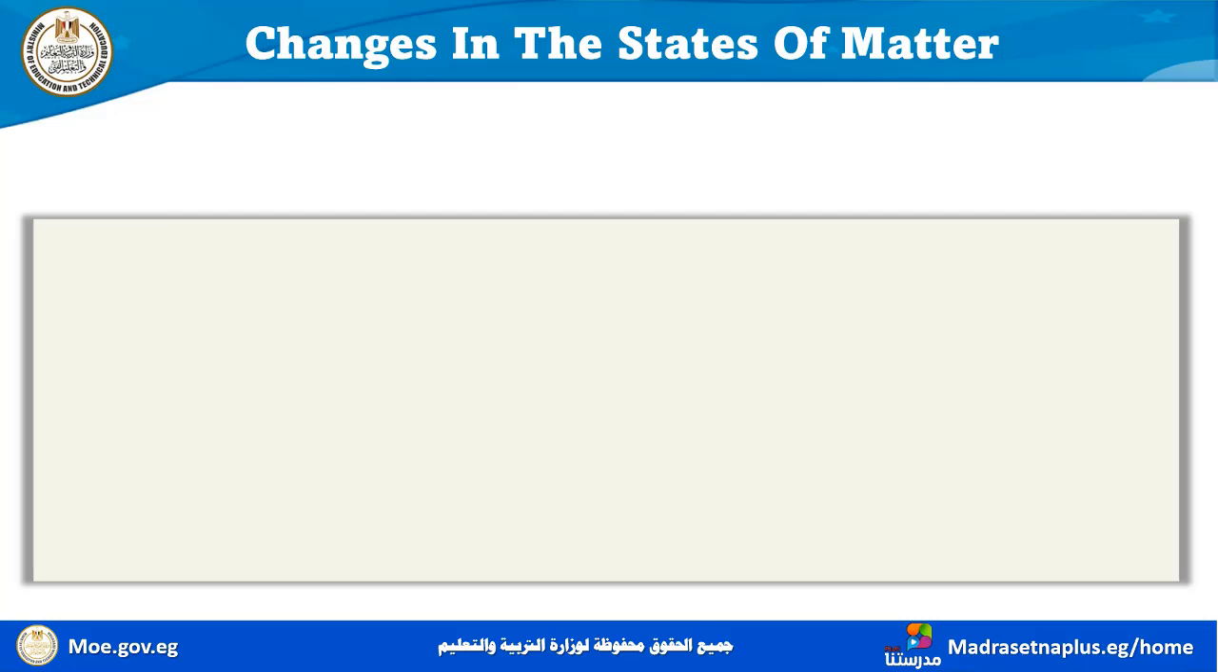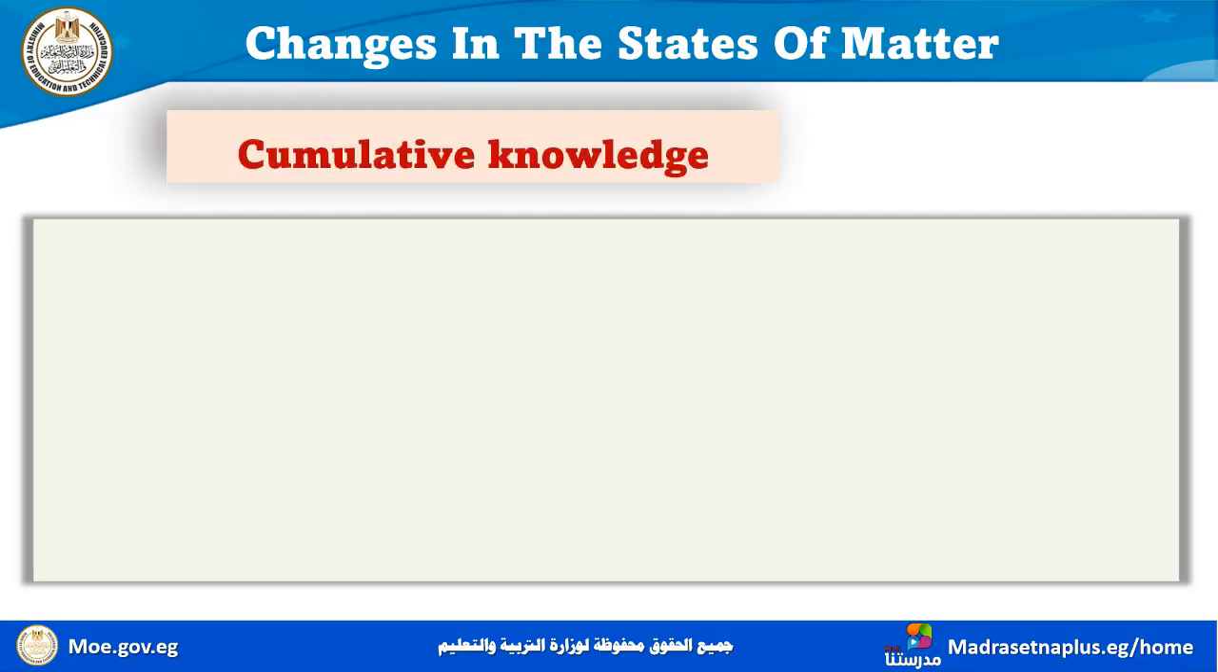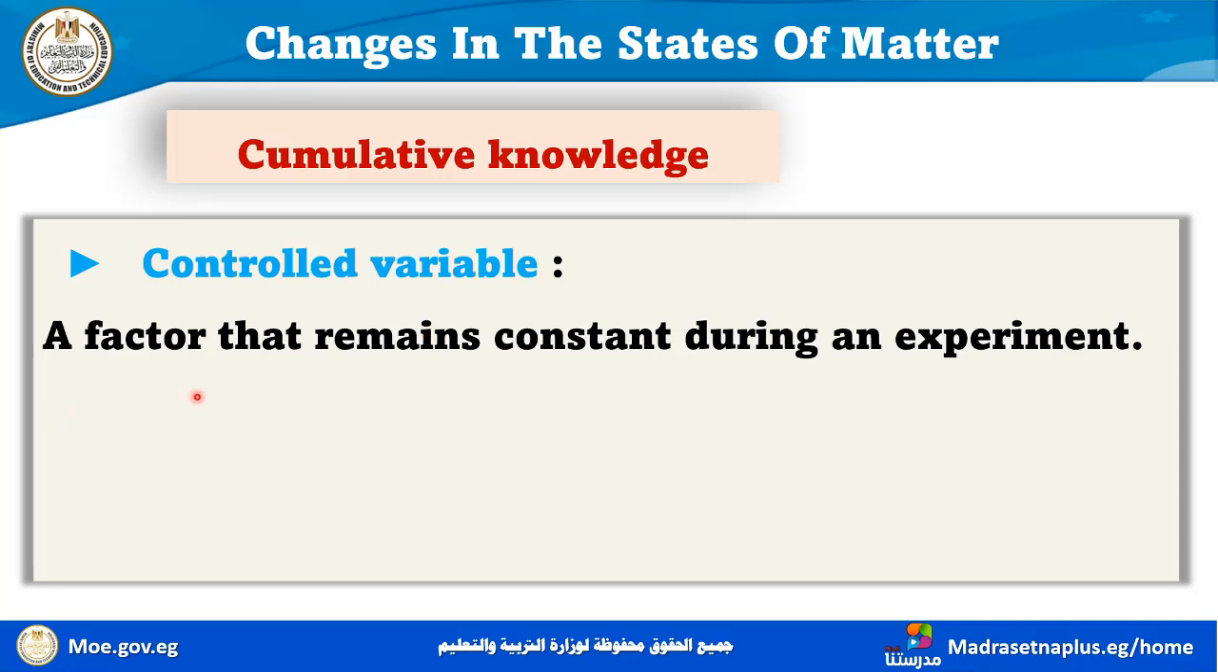Now let's study together some cumulative knowledge and remember together these concepts. The controlled variable. What is meant by control variable? A control variable is a factor that remains constant during an experiment. In any experiment, we have a controlled variable, which is the factor that remains constant. Like in our previous experiment, we take only a constant type of liquid, which is the water.